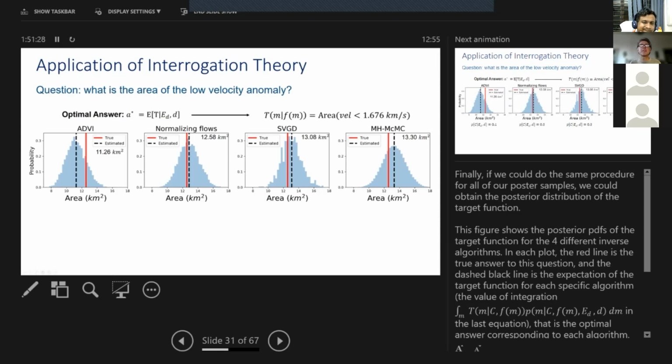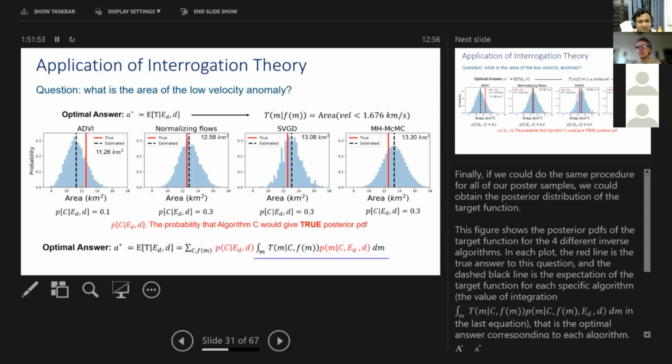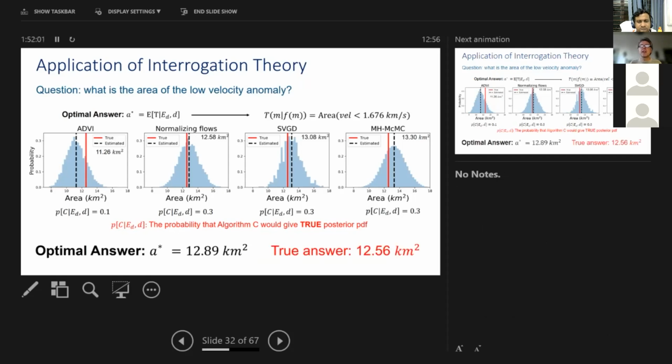So we've got 4 different histograms from the different methods. The true value is given in red in each case, and you can see the histograms all include the true value. But we want to come up with one answer. What is the area? Well, we have to account for the prior probabilities that each algorithm will give the right answer. And we have to plug those into that formula that we had previously. And this whole right-hand term is given by those histograms. If we do that, we get this answer, 12.89, when the true answer is 12.56.